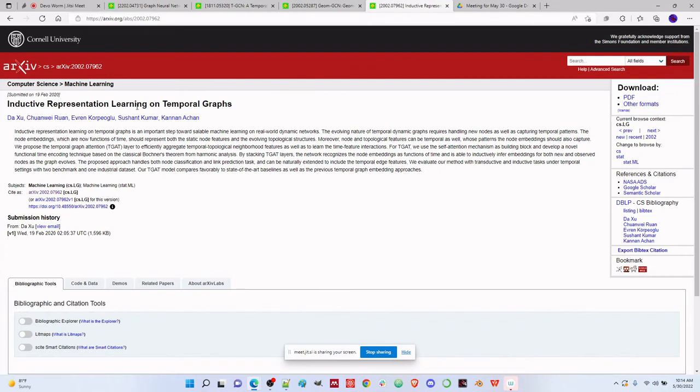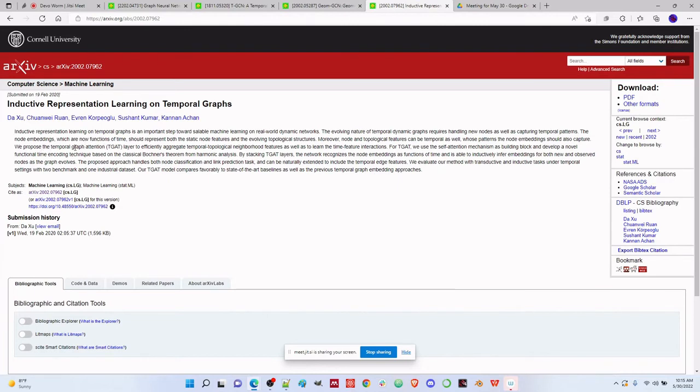Finally, there's this inductive representation learning in temporal graphs. This deals specifically with the temporal aspect of what we want to do, and temporal graphs more generally. Our lineage trees are actually examples of temporal graphs, although they're not really what they're talking about here. Our data is basically in that sort of orientation, a temporal orientation.